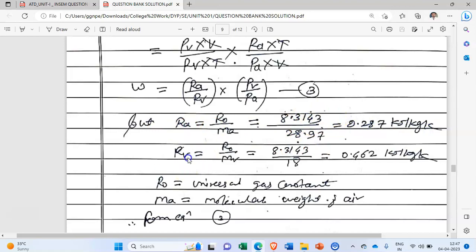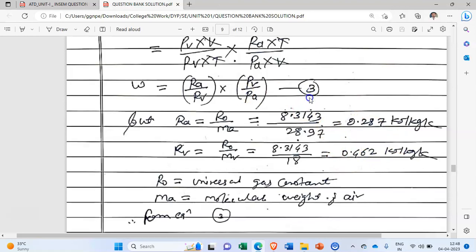Now RV, that is for water vapor, can be written as R0 upon MV is equal to 8.3143 divided by MV, which is nothing but H2O. H2 is hydrogen, the molecular weight of hydrogen is 1 and there are 2, so 2 plus oxygen, that is 16, so 16 plus 2 will be 18. So this will be 0.462 kilojoule per kg Kelvin. Okay, so with the help of this we have got the values of RA and RV. So put these values of RA and RV in equation number 3.